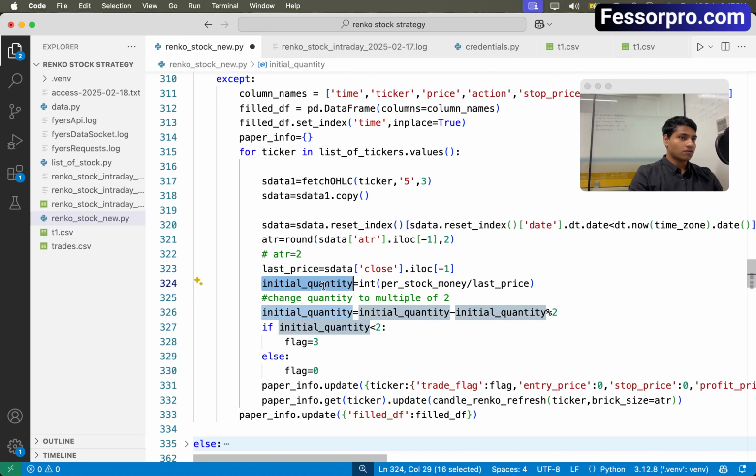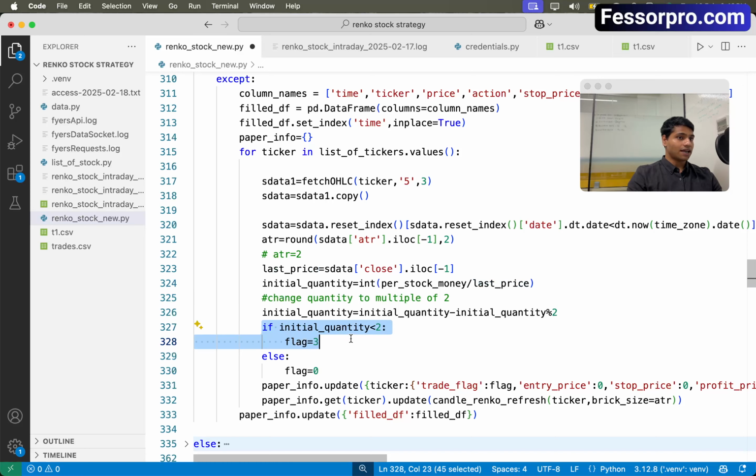So how do I calculate the initial quantity? Whatever the capital I'm planning to invest per stock, I'm going to divide it by the last price. Let's say I'm planning to invest 10,000 and the last price is 6,000. So if you divide 10,000 by 6,000, what will you get? You'll get less than 2, right? 1 point something you will get.